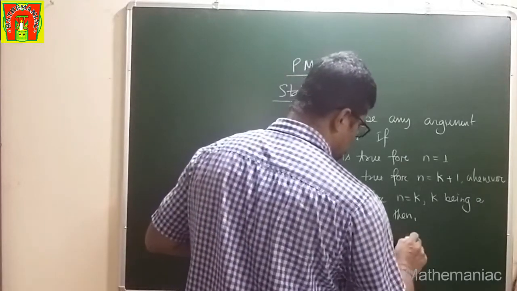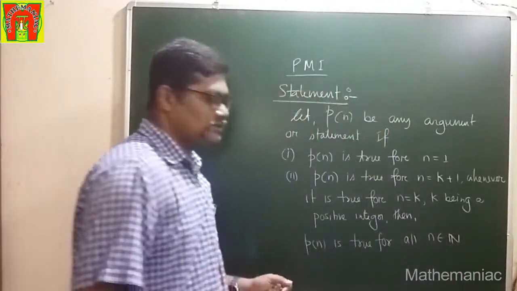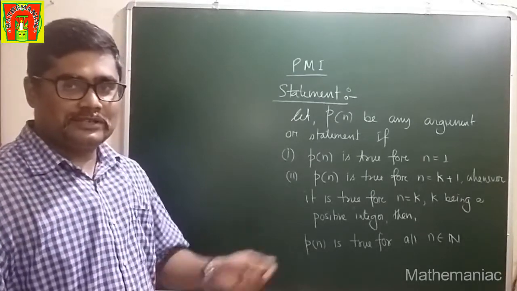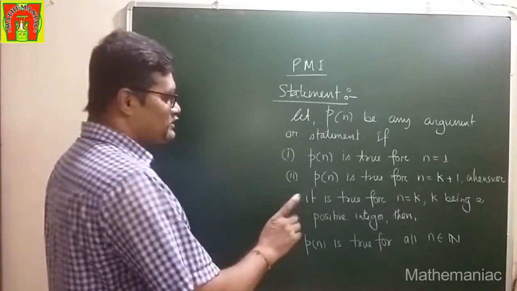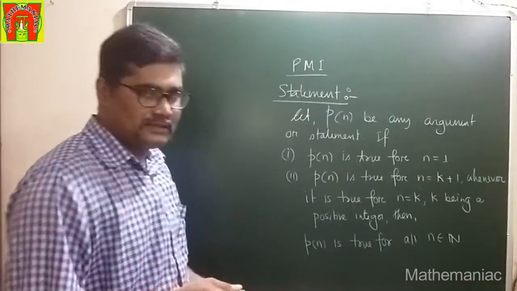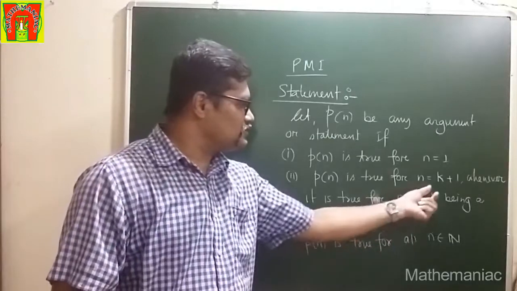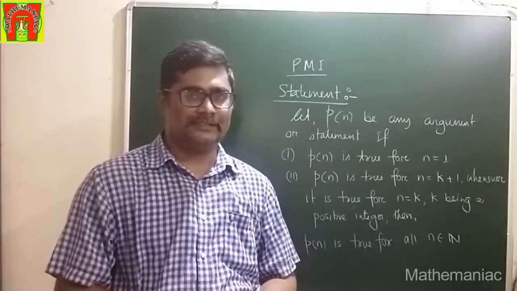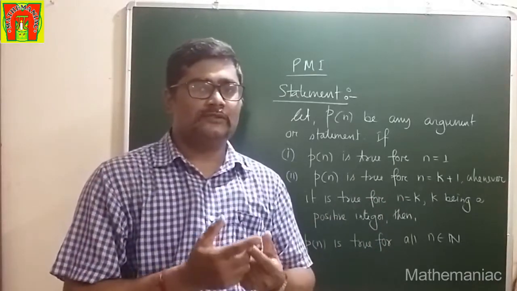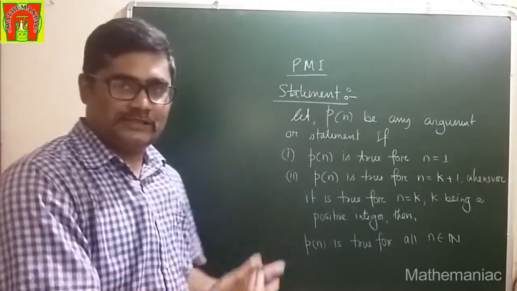Pn is true for all n belonging to natural number, or all n which is a positive integer. Now here this is the main part, the body of the PMI. So here what we'll do, this particular supposition step: when we say that the result is true for n equal to k, then we have to prove further that the result is true for n equal to k plus 1, right? So when we suppose that it is true for n equal to k, then we say that step is a hypothesis step, right? So let's start with the problem.